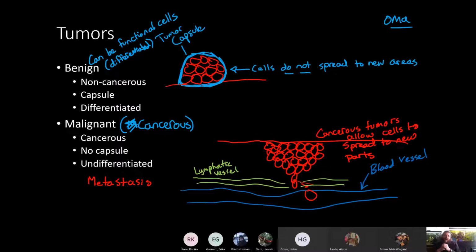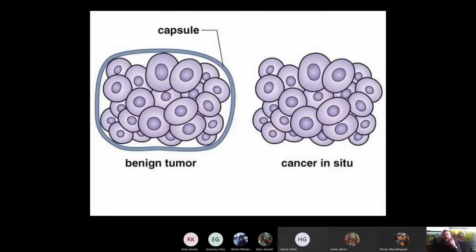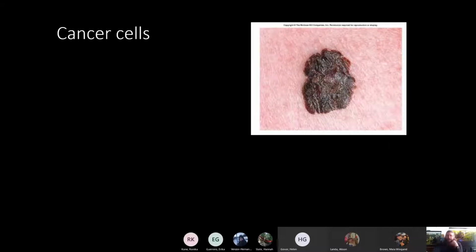So, yeah. That's lymphatic vessels. That can also be a method for cancer cells to move. Ultimately, they end up in your blood. But so yeah, metastasis, not ideal. So here's a benign tumor, and here's cancer with no capsule, thus allowing the cells to spread.